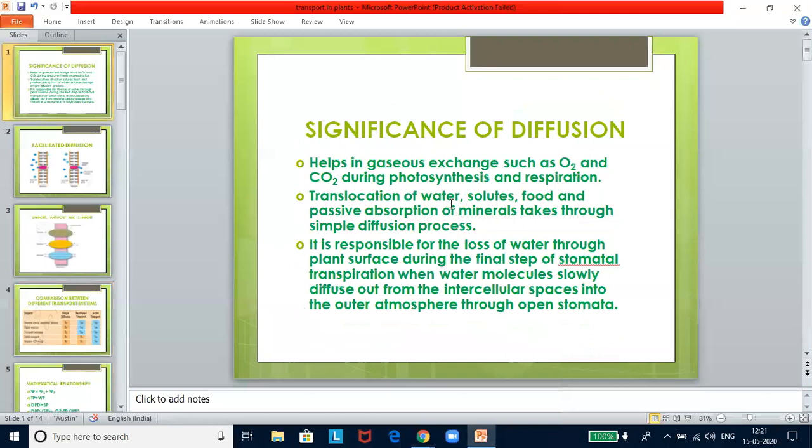Now, the significance of diffusion. So what is the significance of diffusion? It helps in gaseous exchange such as oxygen and carbon dioxide during photosynthesis and respiration, translocation of water, solutes, food, and passive absorption of minerals take place through the simple diffusion process. Diffusion is responsible for the loss of water through the plant surface during the final step of stomatal transpiration, when water molecules slowly diffuse out from the intercellular spaces into the outer atmosphere through open stomata.